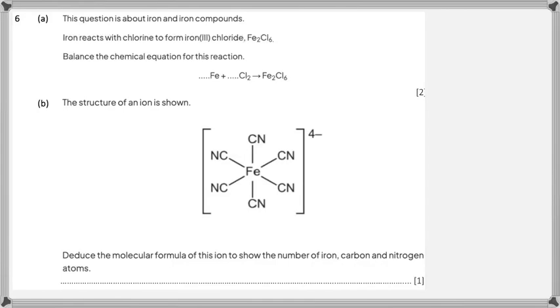For question 6, this question is about iron and iron compounds. Iron reacts with chlorine to form iron 3 chloride, or Fe2Cl6. Fe2Cl6 is its molecular formula. Now balance the chemical equation of this reaction. So this is quite simple.